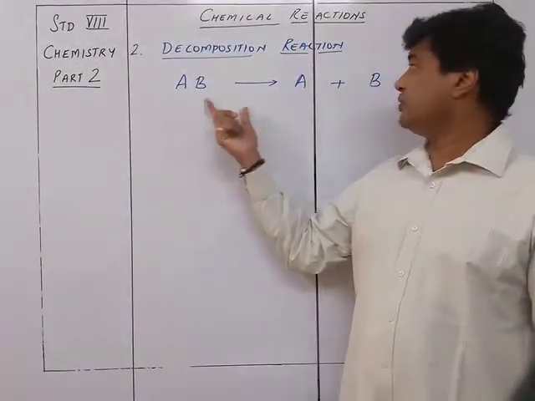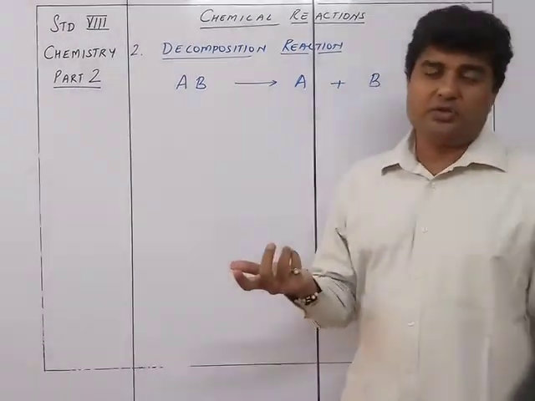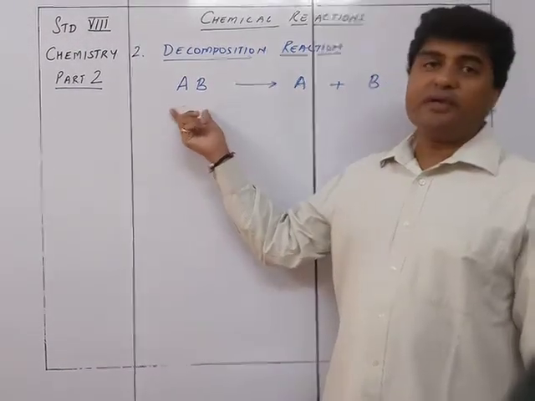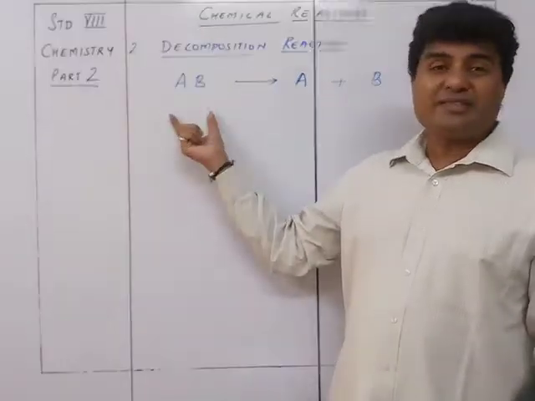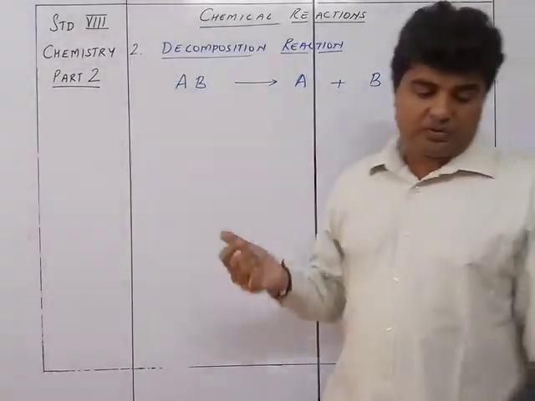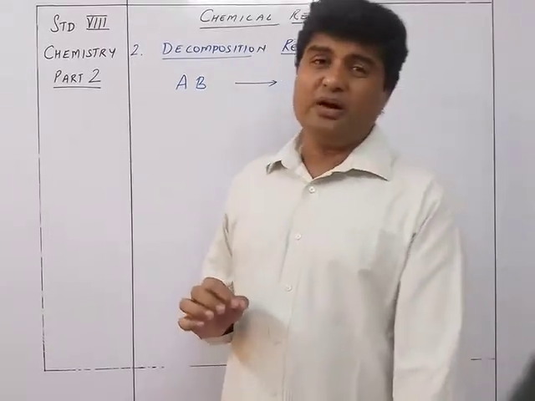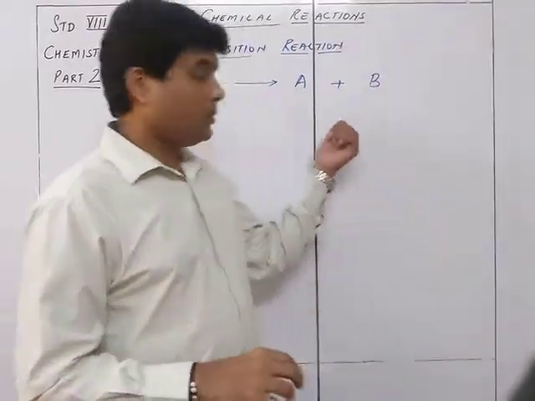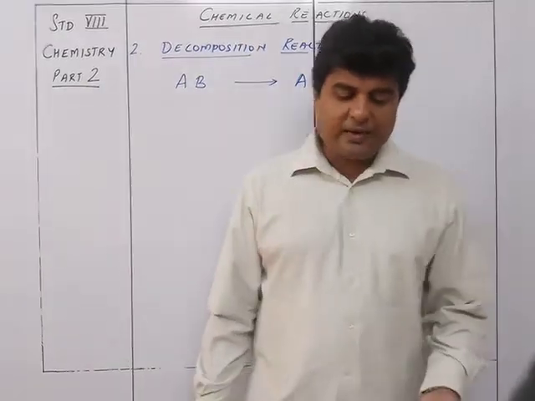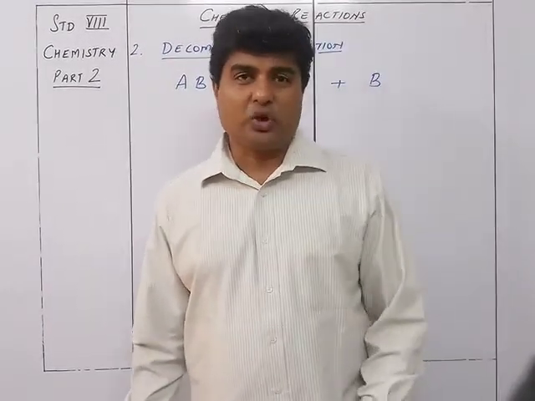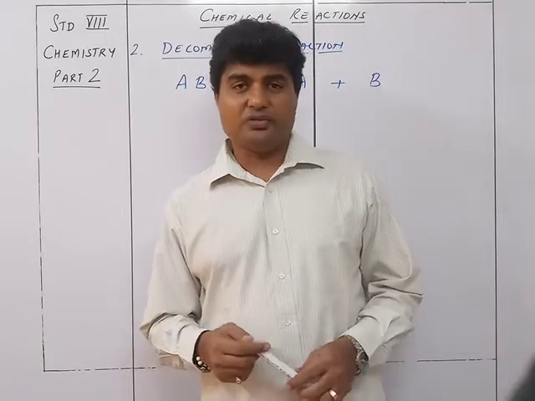So if this compound gives you two elements, that is also decomposition. If this compound gives you an element and a compound, then also it is decomposition. If this compound gives you two different compounds, then also it is going to be a decomposition reaction. So let us see the examples of these kinds of reactions one by one.